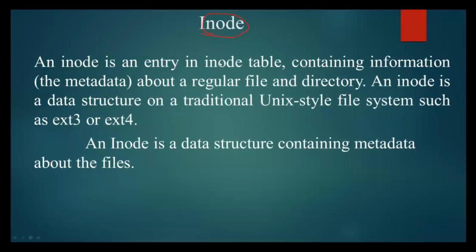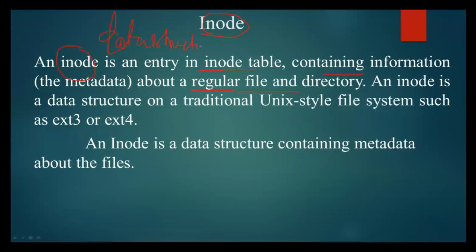The kernel will create this inode number. Yes, for unique identification of files. So here also, see how this inode number will be created, how it will be maintained. Here, inode is nothing but an entry in an inode table containing information about a regular file and directory. Whatever we are creating, it may be any regular file or any directory, a particular number will be created. That number we are calling the inode number. All these inode numbers will be maintained in the inode table, like a data structure.